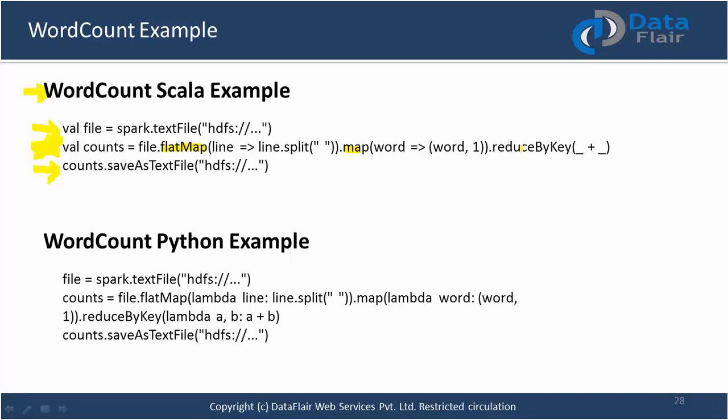Guys, again at this point of time, recall the Hadoop MapReduce word count example, more than 150 lines of code, and here just one line. Similarly guys, the word count example in Python is merely 3 lines. Let's proceed ahead.